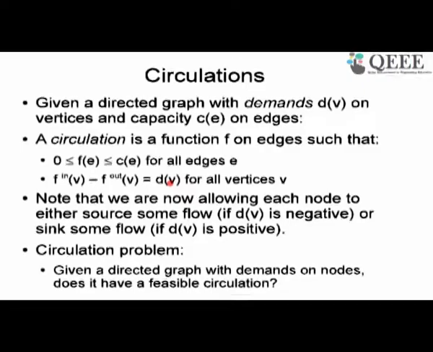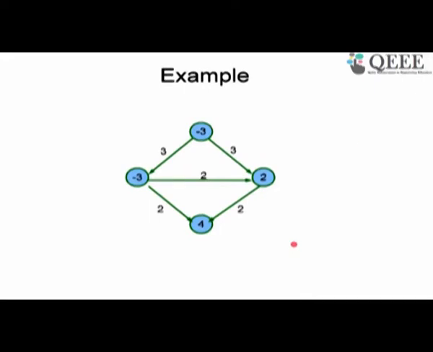Now dV can be negative. If dV is negative, it means that node is a source, and dV positive means that node is a sink. That's what it means. So we are asking the question: given a directed graph with demands on nodes, does it have a feasible circulation?